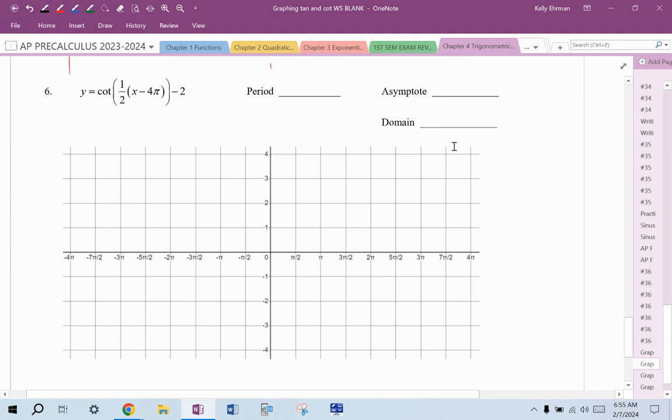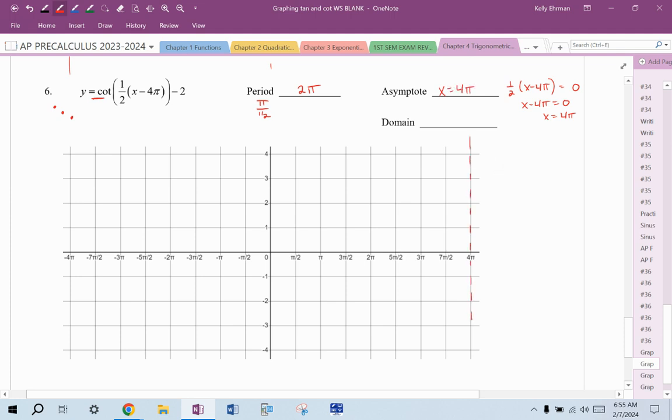This last graph is cotangent. So positive cotangent means the points are going to go down like that. The period is pi divided by 1/2, so 2 pi. Set the expression 1/2 times (x minus 4 pi) equal to 0 because this is cotangent. So if you multiply by 2, x minus 4 pi is still 0, so x is 4 pi.